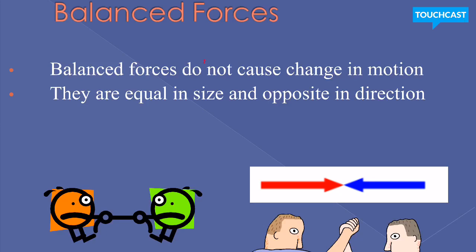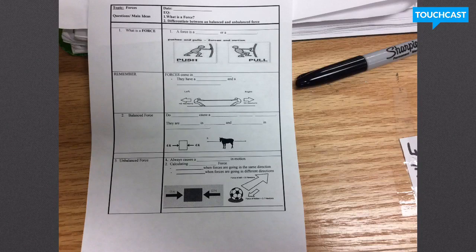Balanced forces do not cause a change in motion. So your next blank is do not cause change in motion, and they are going to be equal in size and opposite in direction, which is just like the examples you just saw. So going back to our pictures here in our notes, okay, you have 4 newtons pushing to the right, you have 4 newtons pushing to the left. So like I said earlier, when you subtract it should be 0 newtons.